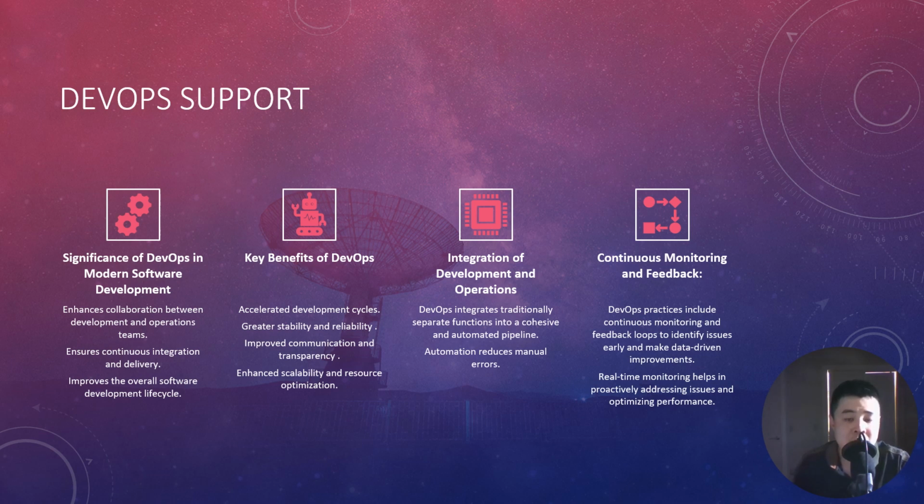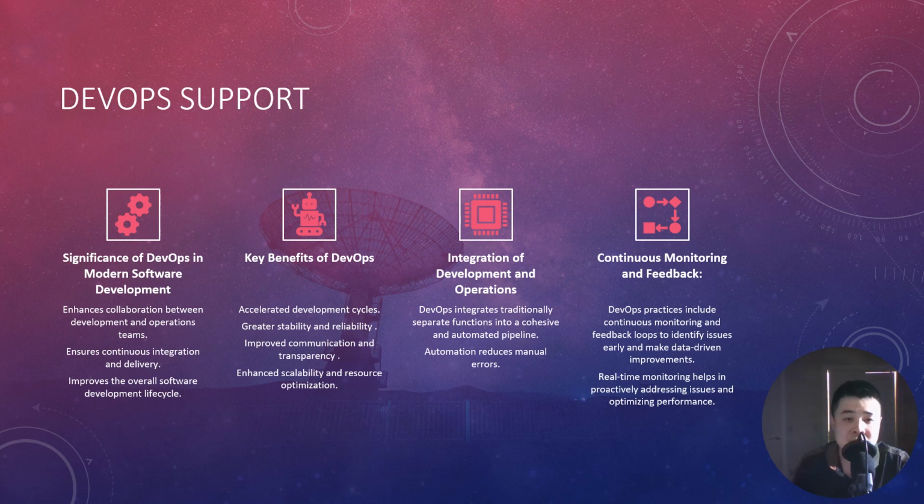One of the key benefits of DevOps is continuous integration and delivery, or CI/CD. This means that code changes are automatically integrated, tested, and deployed, reducing the time it takes to bring new features and bug fixes to users. This speed not only accelerates the development cycle but also improves the overall quality and stability of software systems.